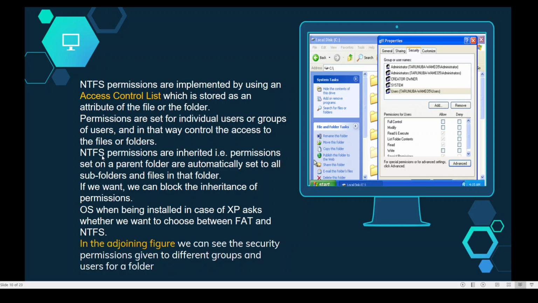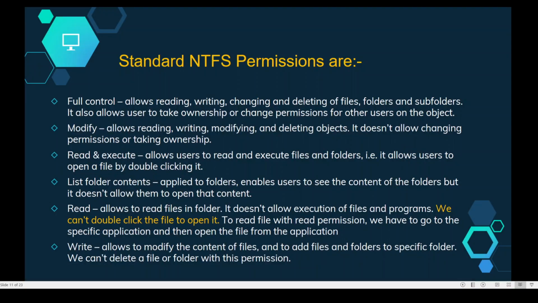And permissions can be inherited, which means that if a parent folder has the properties, then the same are applied to the children as well. You can see on the right hand side the various types of permissions for a user, like full control, modify, read and execute, and many more. Let's know about them. Full control allows reading, writing, changing and deleting of files, folders and subfolders. It also allows users to take ownership or change permissions. It's like giving an administrative level of permissions. While with modify, you get the first half but not the second half. It does not allow a user with the modify permission to take ownership and change the permissions of other users.